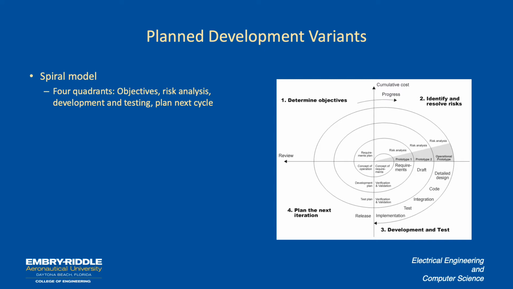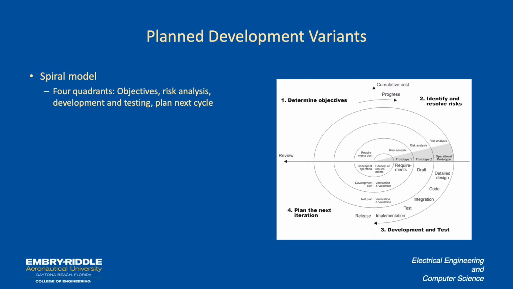So you go through these phases, and in each phase you try to determine what your objectives are, identify the risks, and then do some development tests, maybe build a prototype, and then plan what you're going to do next. Again, I started at the wrong place. You start with the requirements plan, and then you do a risk analysis based on that, getting your concept of requirements.